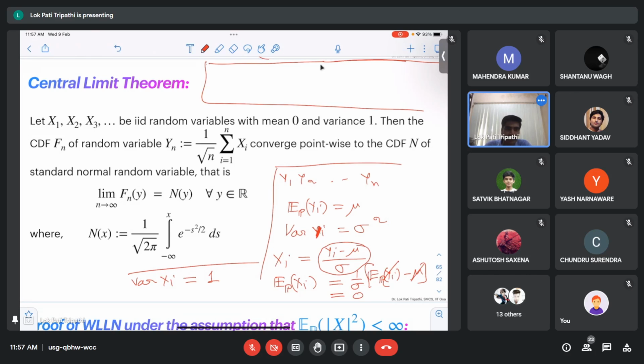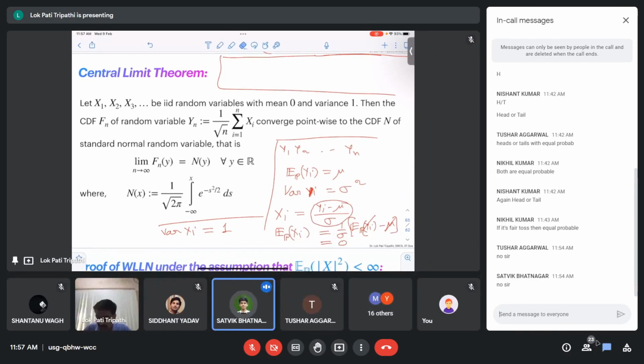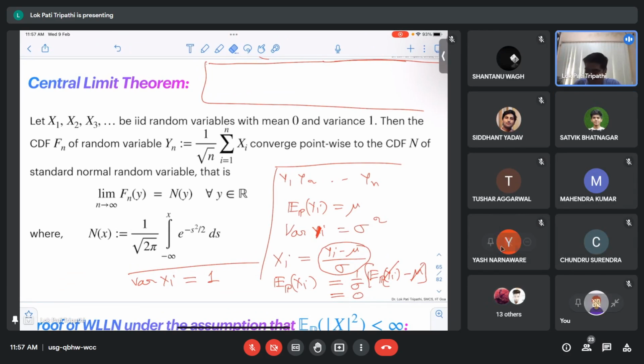Tushar and Satvik, you said something? No sir, no doubt sir. Okay. By the way, is this standardization of these random variables correct? Yes sir. You standardize it before implementing. Yes sir. All right.